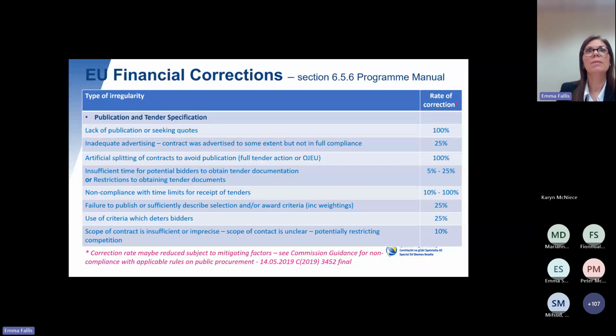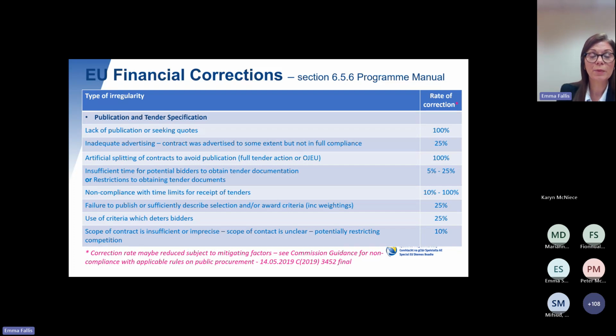This slide shows some of the financial penalties that are recommended by the European Commission. The Commission have outlined a paper, and details are included at the bottom of the slide. So this is for non-compliance with the rules on public procurement, and we use these as our guide for all of our public procurements. The first part of it relates to public procurement for tenders and publications. So you can see if you, for example, didn't publicise or seek the number of quotes, you can receive a 100% penalty on your contract.